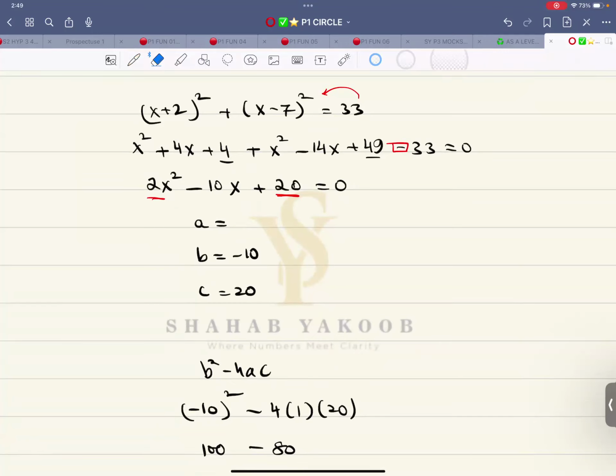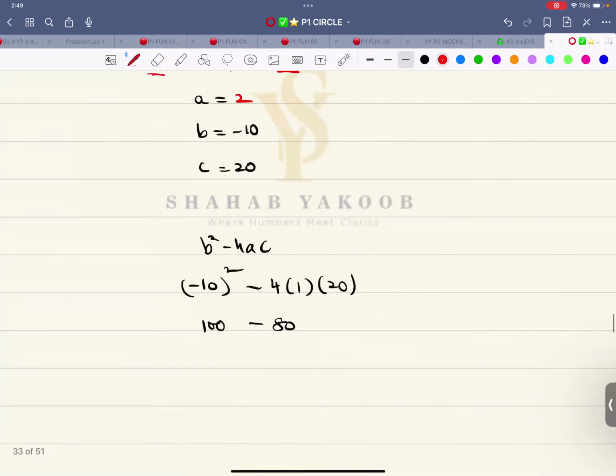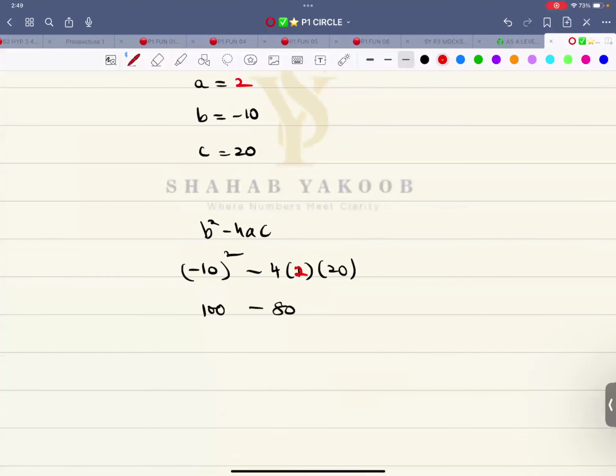So now I should have reduced it. Any which way, let's just use this. So A is 2. I think mentally I used it. So 4 into 2 into 20. Okay, let me get it right. So 4 into 2 into 20. That is 8 into 20, which is 160, which is negative, therefore no solution.